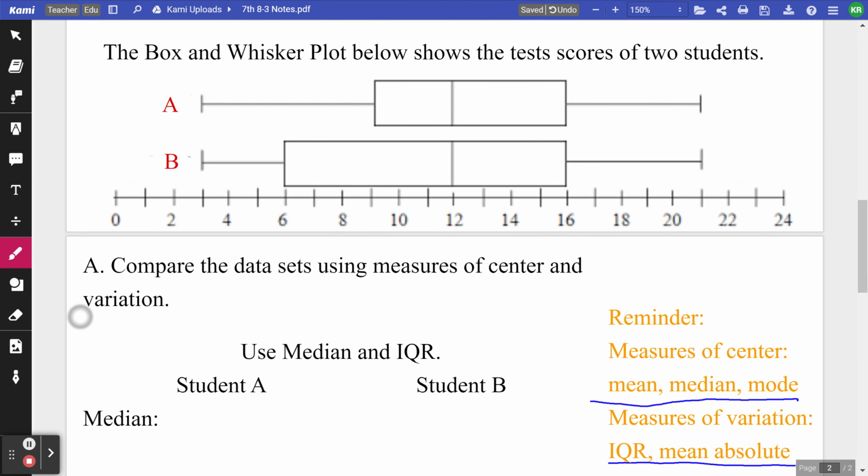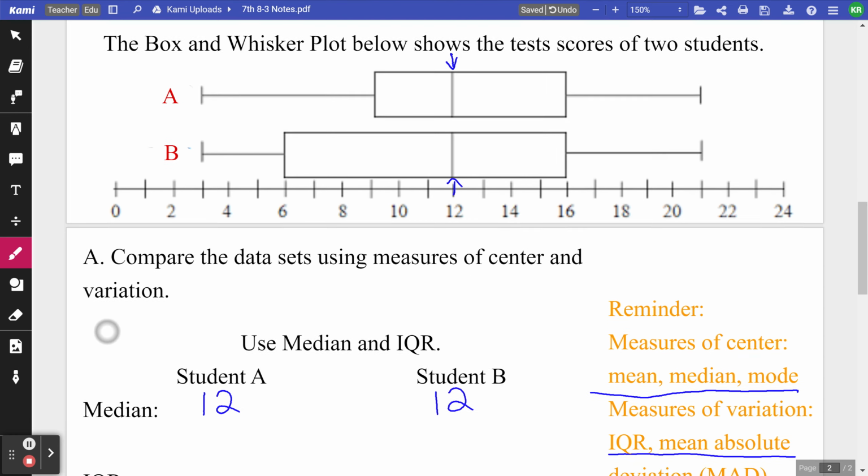So this first data set is about 2 students and their test scores over the course of several tests. You can see that they're very similar in how you would talk about the scores of the students, and so we want to just break it down a little bit more. So if we want to look at it based on the median, the median for student A is going to be 12, so that's going to be found right here. Right, so student A, the median is 12, and then for student B, the median is also 12. That's that middle line there.